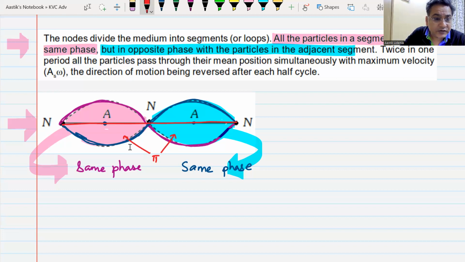This is the most important aspect of this wave, that particles in one segment are in the same phase, particles in the other segment are in the same phase, but any two consecutive segments are 180-degree out of phase. Do we understand this? Yes, sir.